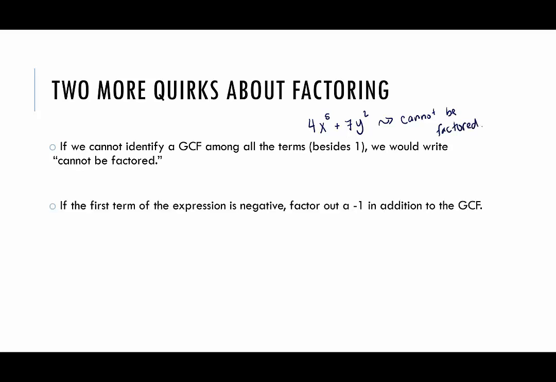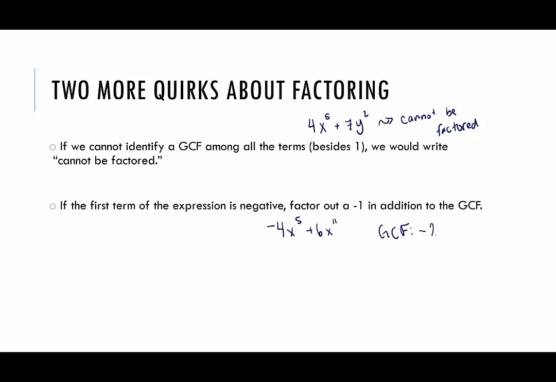One other thing, if the first term of an expression is negative, we would also factor out a -1 in addition to the GCF. So looking back at that last example, if we had negative 4x to the 5th plus 6x to the 11th, when we do the GCF, we would also include, where am I going to write that? Right here. We would also include a negative. We don't like the first term inside the parentheses to be negative, so we want to make sure that if the first term is negative, we're factoring out a -1 in addition to a GCF.